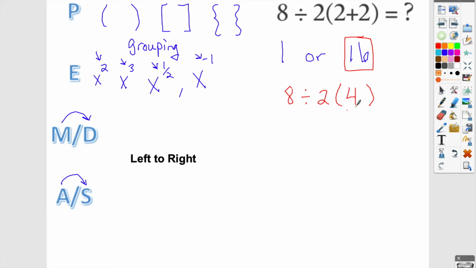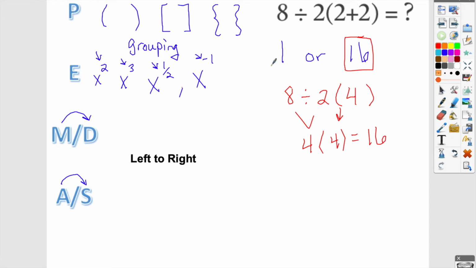Although, yes, it still has parentheses, these parentheses do not represent grouping anymore. These parentheses represent multiplication. So 8 divided by 2 comes first, which gives you 4, and then sure enough, 4 times whatever's left over, which is the 4, will give you the total of 16.